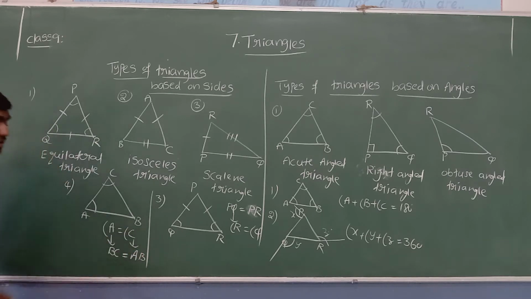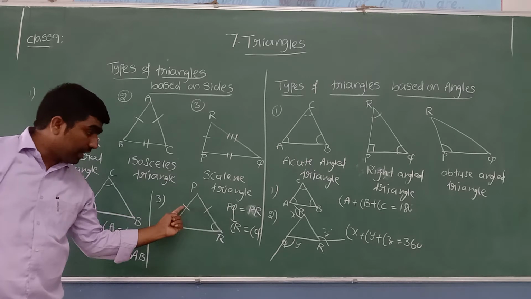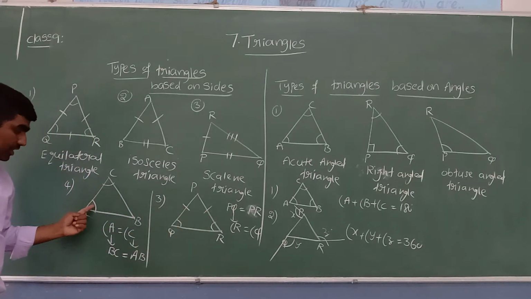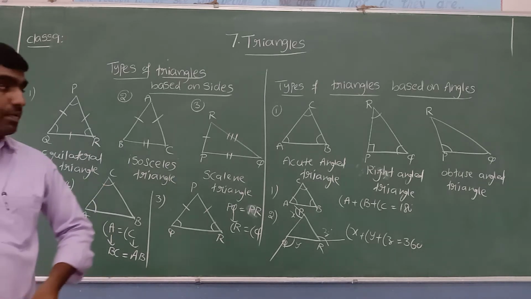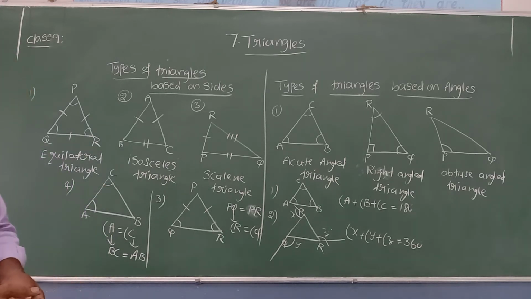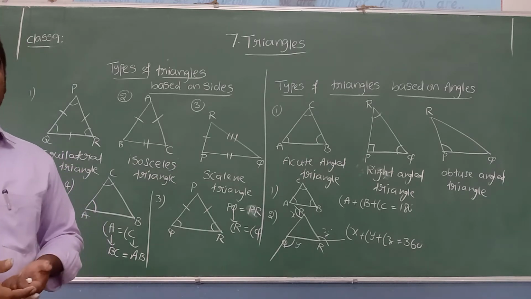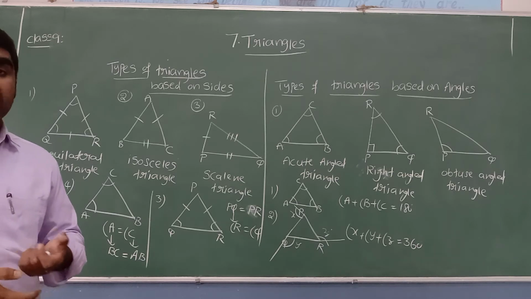So these are the properties we learned. If two sides are equal, their opposite angles are equal. Similarly, if two angles are equal, their opposite sides are equal. Hope you understood. All these things we learned in the previous class. Now today, in class 9th standard triangles, we are going to start the congruency of triangles.